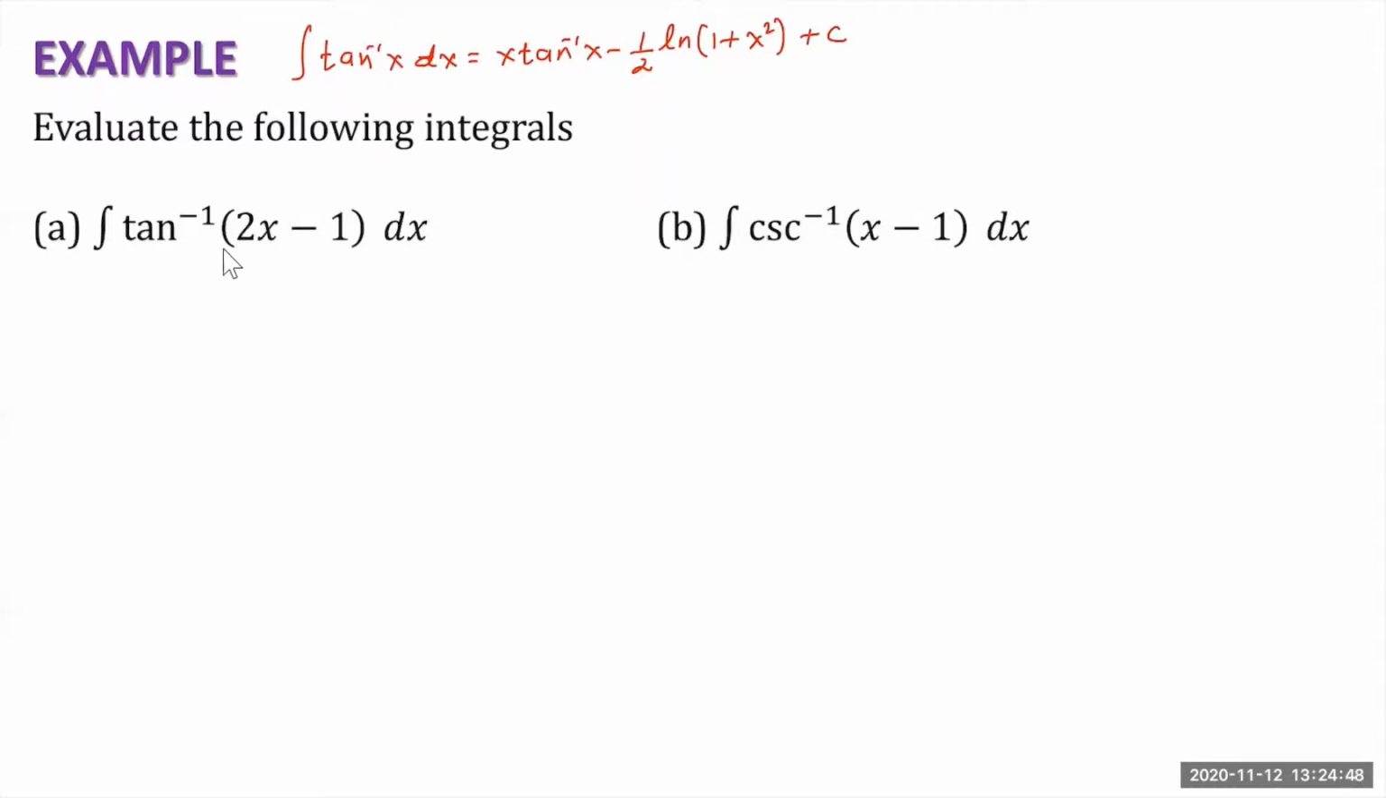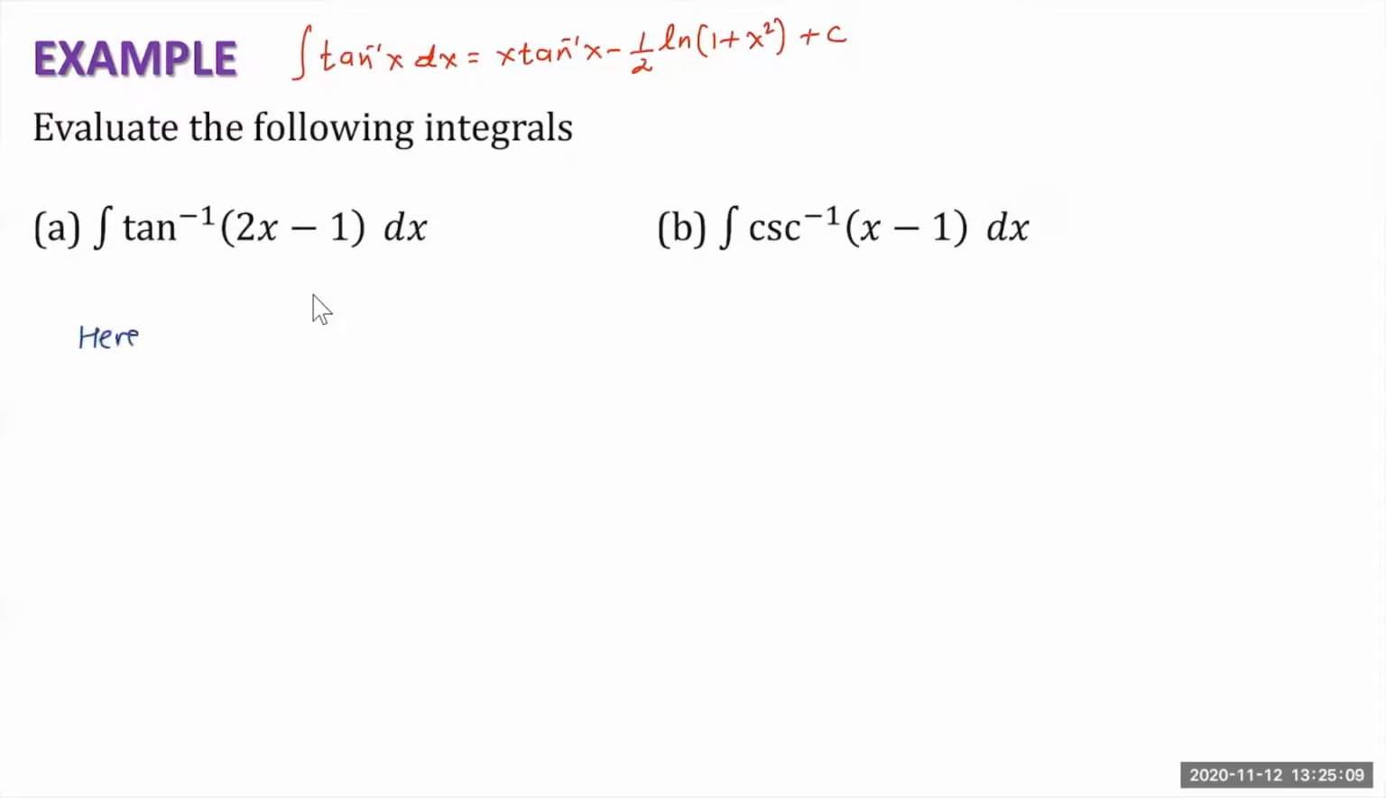But here we have tangent inverse 2x minus 1. Here we have the composite function with inside function as a linear function. So we can apply this formula by replacing x by 2x minus 1 and later on dividing the result by the derivative of the inside function. So let's see what we get by doing that.